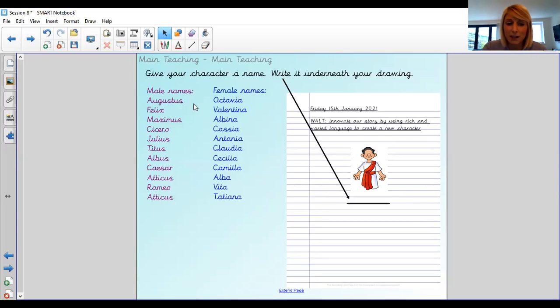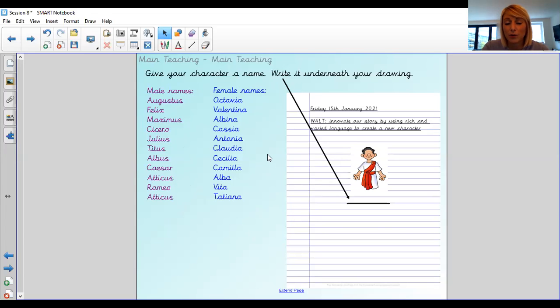So for male names, I thought we might have Augustus, Felix, Maximus, Cicero, Julius, Titus, Albus, Caesar, Atticus, Romeo. I've got Atticus again actually, sorry, I repeated that one there. Okay, so some male names. And female names, we've got Octavia, Valentina, Albina, Cassia, Antonia, Claudia, Cecilia, Camilla, Alba, Vita, and Tatiana. Okay, so some sort of classic Roman names there.